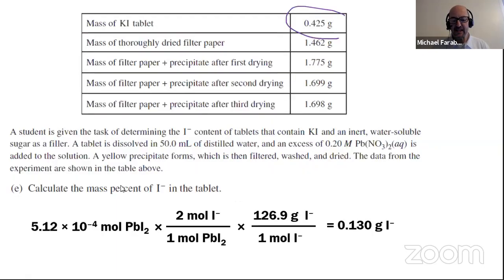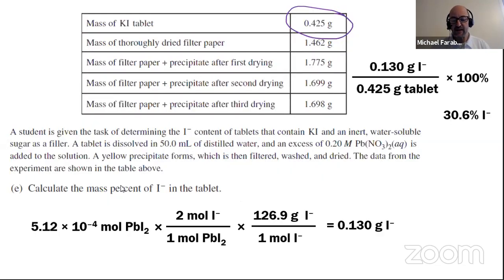So the percentage of iodide in the tablet is going to be a mass ratio: 0.130 grams of iodide divided by the mass of the tablet times 100, and that gives us approximately 30.6% iodide by mass.